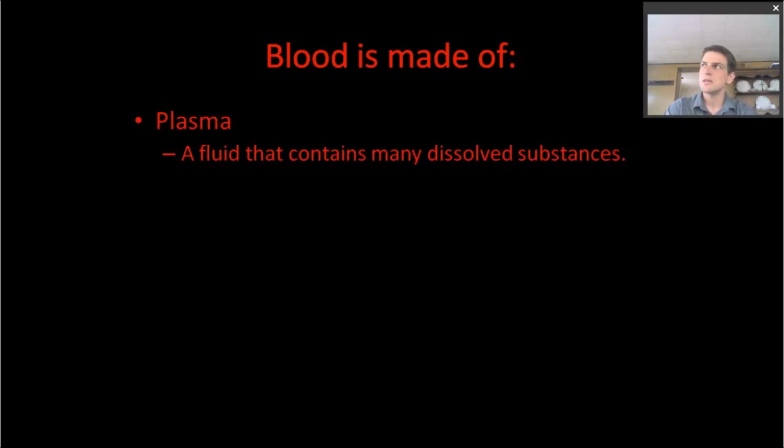Now, plasma is kind of like, you can think of it as the water that everything is in. It is just this fluid there, and it can dissolve several substances like carbon dioxide and such. And it also houses other things like the blood cells live inside the plasma. But I think it's about 60% of your blood is made of plasma, so most of your blood is just this fluid.